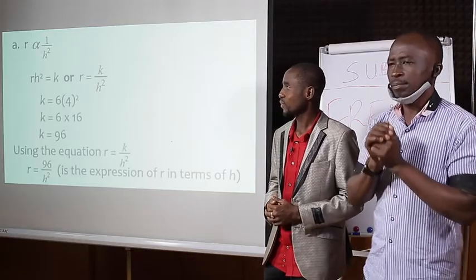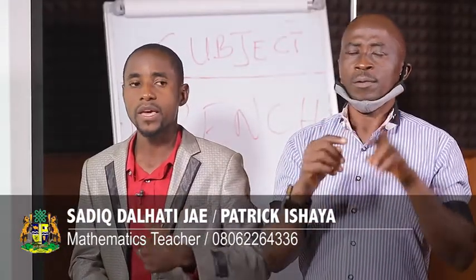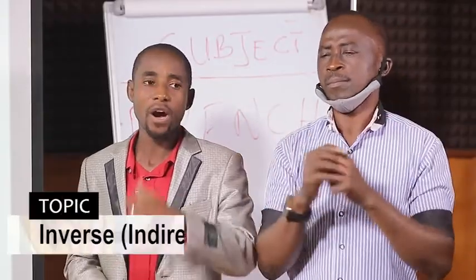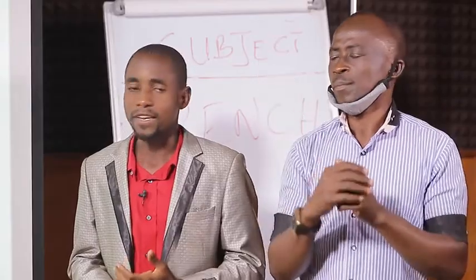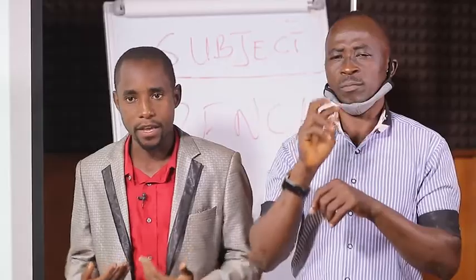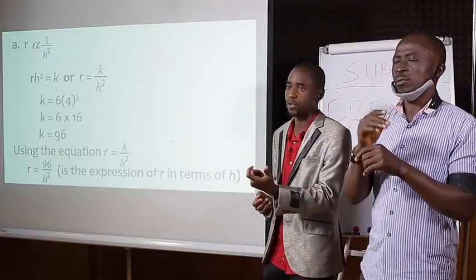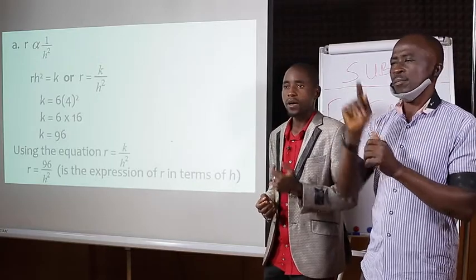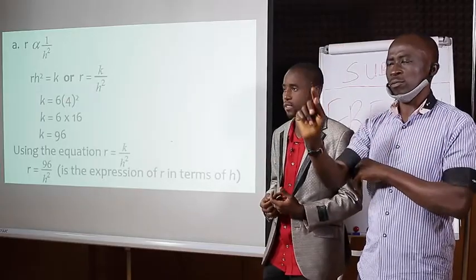Solution: A, the question says r varies inversely as the square of h. This statement can be written as r is proportional to 1 over h squared. And I said earlier, the product of the two variables, here the variables are r and h, will result in a constant, which is k. Therefore, r h squared equals k, where k is a constant.